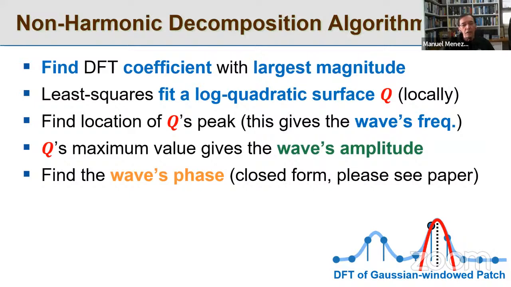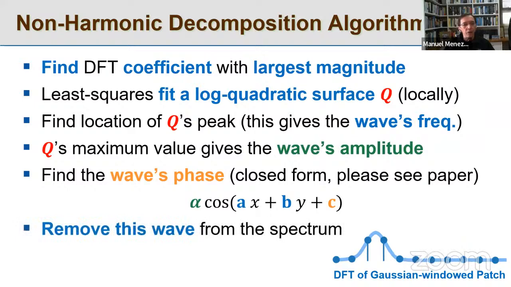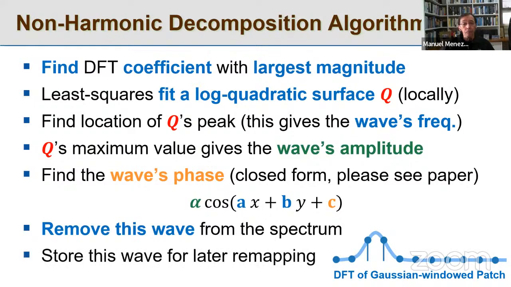Once we have collected all those elements, we have a complete wave with a frequency, amplitude, and phase, and we can then subtract this amount of energy from our spectrum. And as we do so, we get a cleaner one. We have to save this detected wave for later, to be applied for remapping, right? And then we can continue with this process by finding the next peak and proceeding with the same steps.